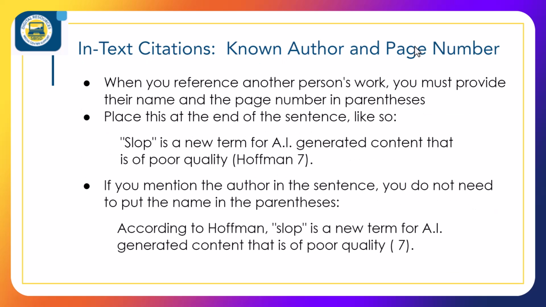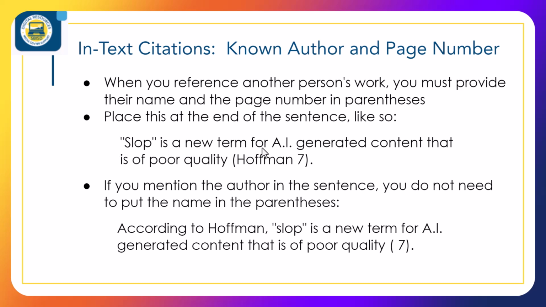Let's talk about in-text citations, where we know the author and page number. So an in-text citation happens in the body of your project, usually in a paper. So let's say that you reference another person's work in a sentence. In that case, you must provide their name and the page number in parentheses. You place the parentheses at the end of the sentence like this.